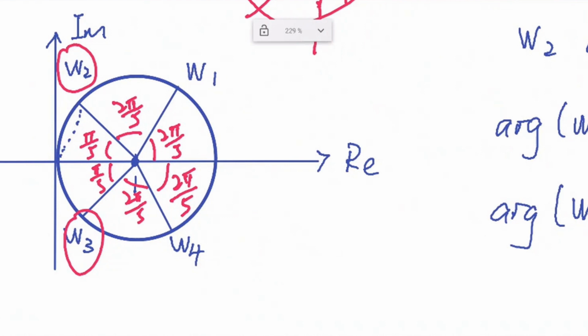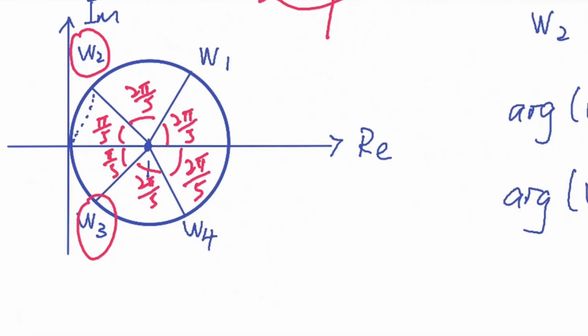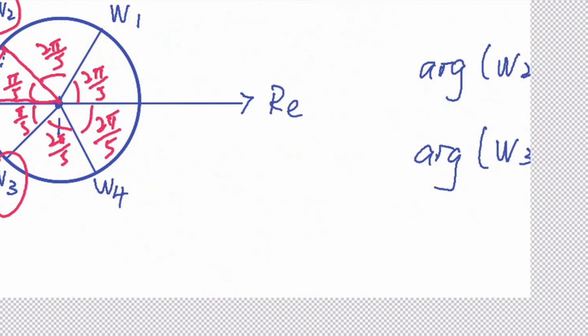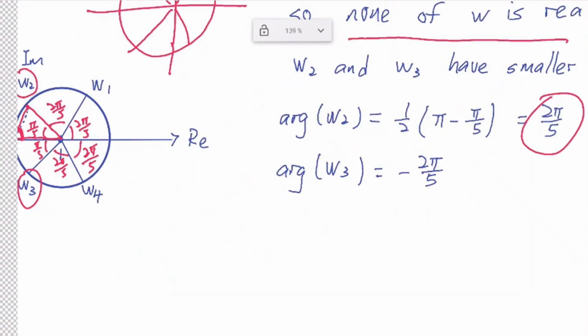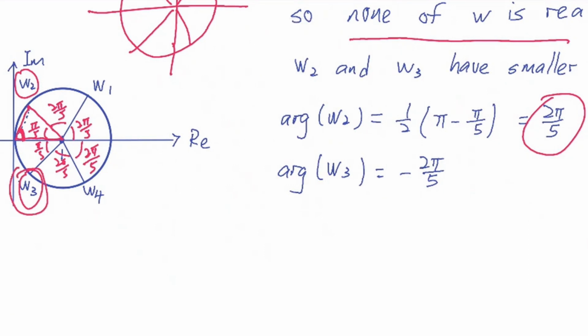So to find the argument of the W2, sorry, we want to find an argument. The argument of the W2 is here. We can use the isosceles triangle to do it here, and we can find the argument of the W2 should be 2 pi over 5. Whereas the argument for the W3 here is just the conjugate of that, so the argument that we have here is negative 2 pi over 5.